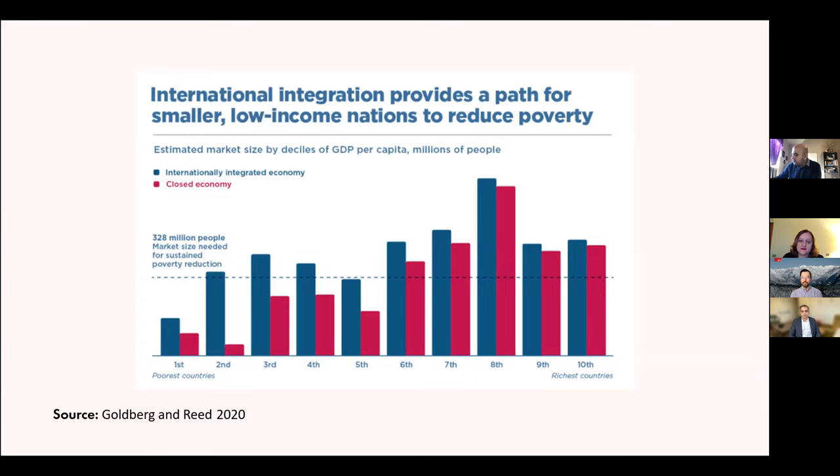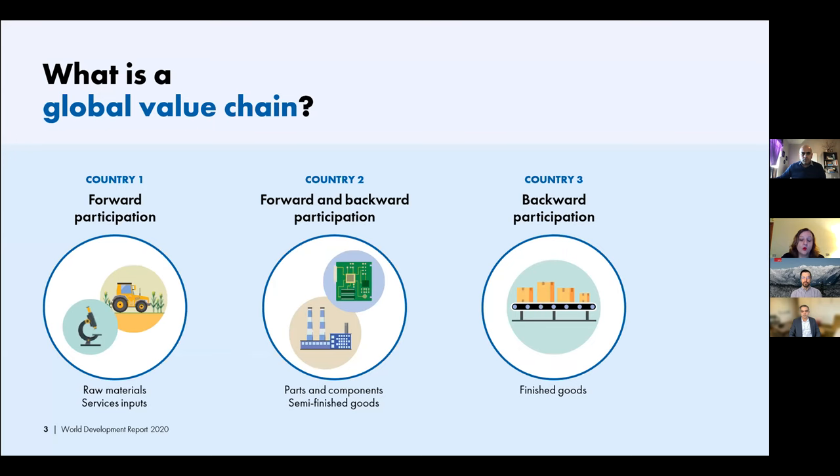And so then the whole report of 2 years ago was about trying to understand, within this framework, global value chains. Global value chains represent about 50% of international trade.